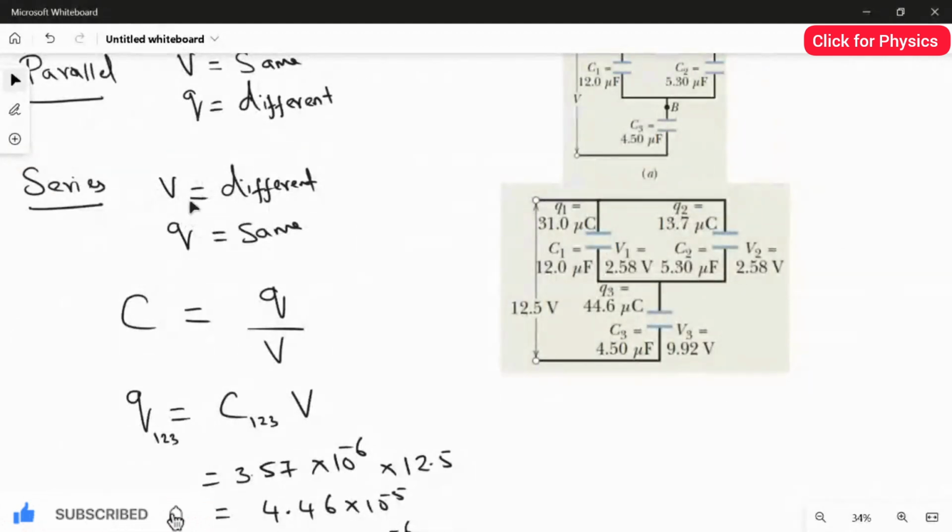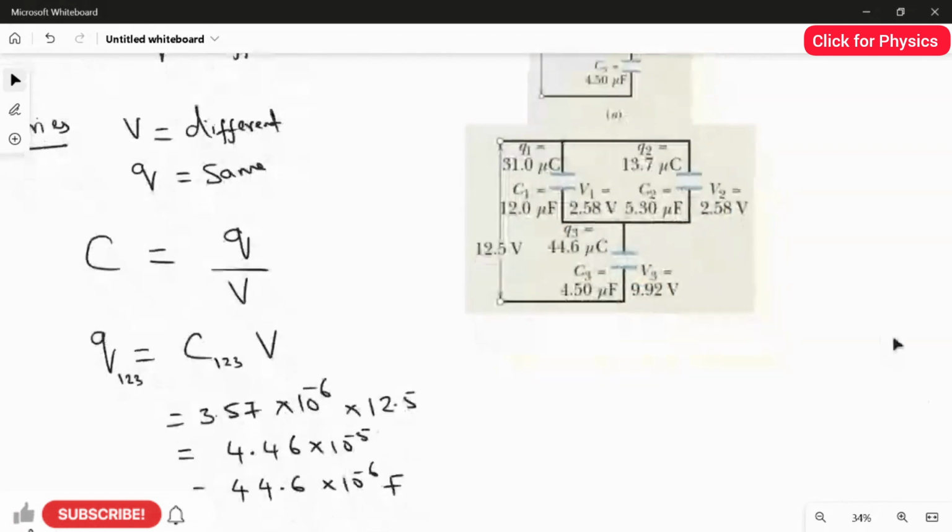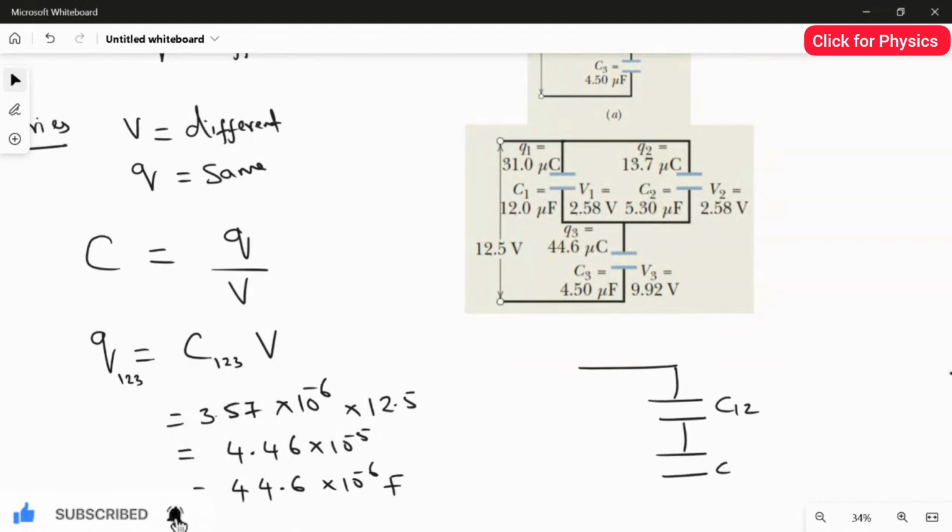So if the connection is series, once you find the capacitance for C12, the circuit will be like this. This is C12, it is with C3, and here you apply the potential of 12.5, right? Now you can see these two are series. If it is series, your potential is different.